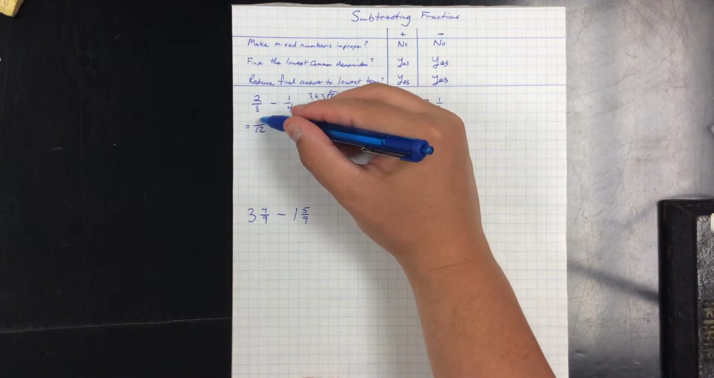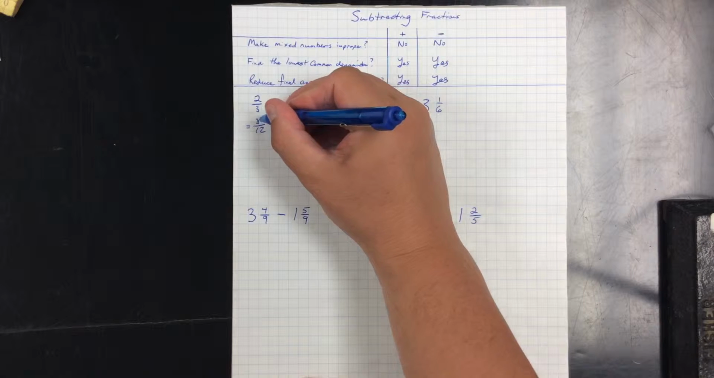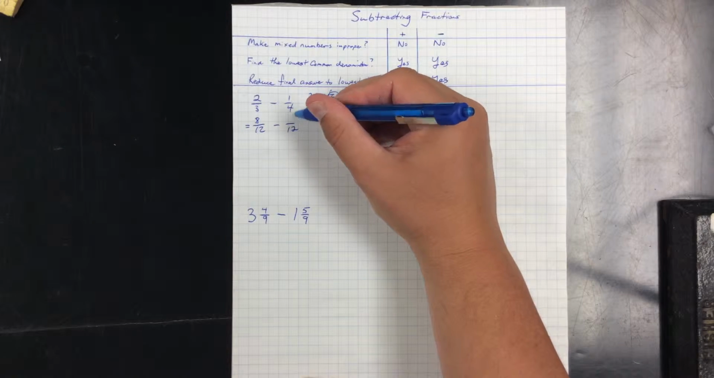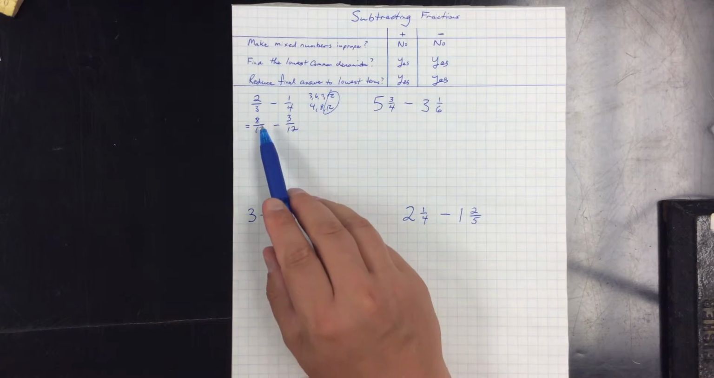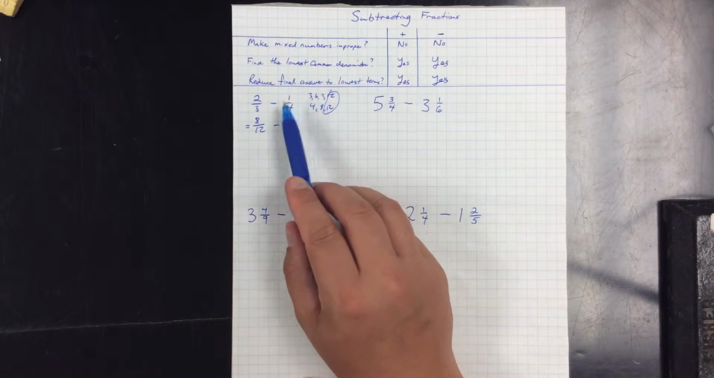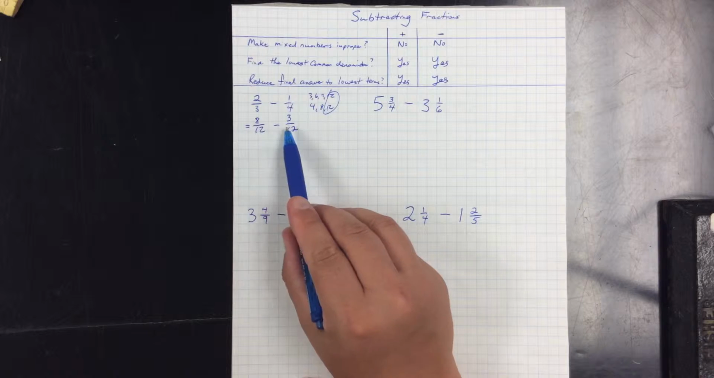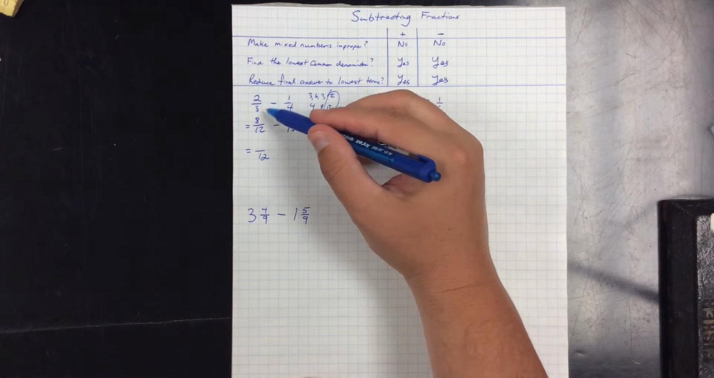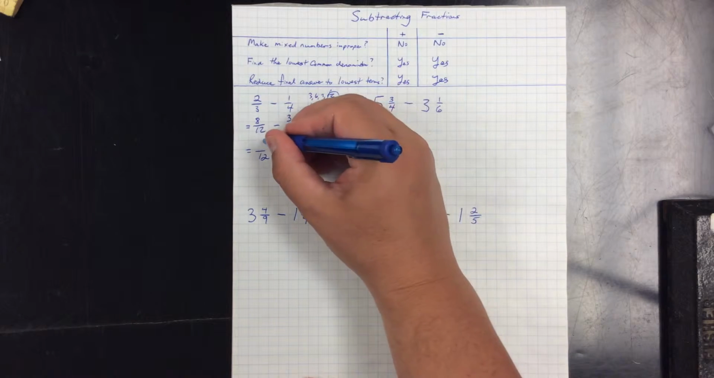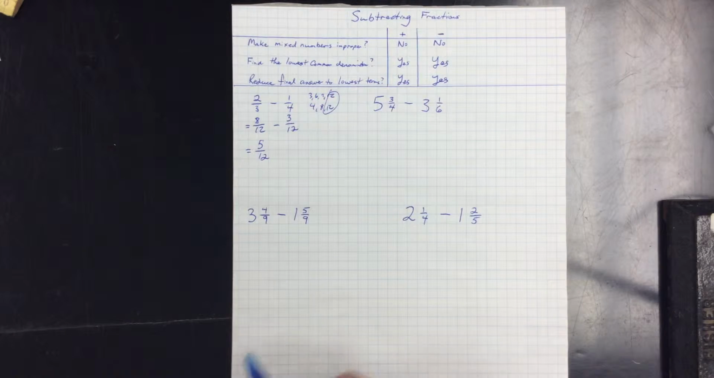So 3 times 4 is 12, so 2 times 4 is 8. 4 times 3 is 12, so 1 times 3 is 3. So now I have my equivalent fractions, and I'm going to subtract those. 8/12 minus 3/12. I'm going to keep my denominator the same. I'm not going to do anything with it. 8 subtract 3 is 5. End up with the answer of 5/12.